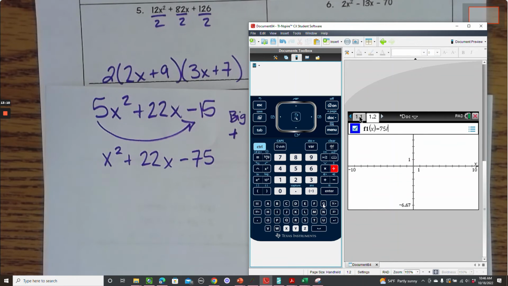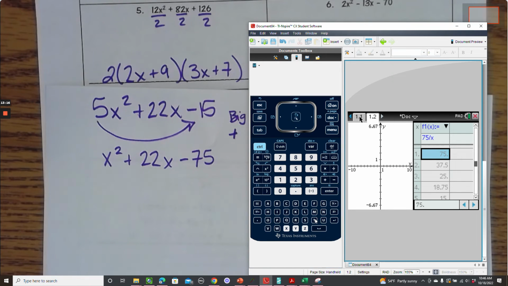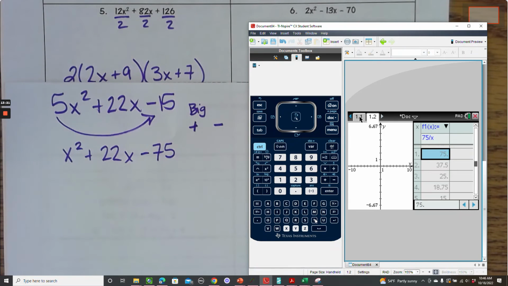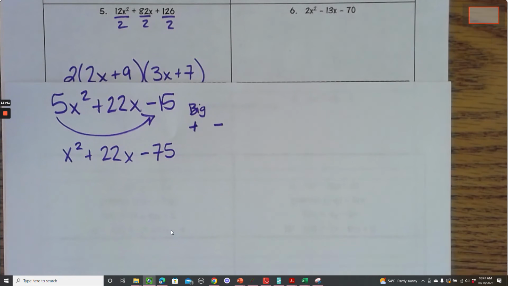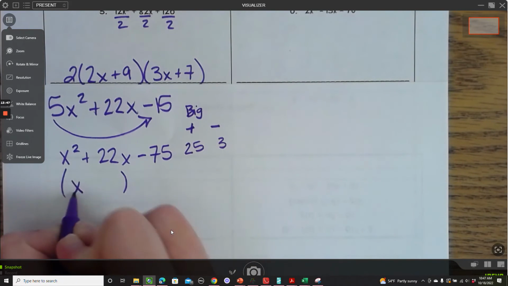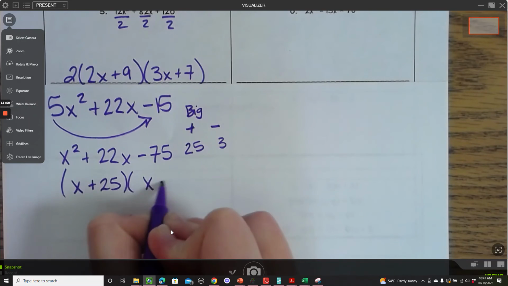Okay? All right, so we're going to do 75 divided by x. If we have a plus and a minus like this, it means they're going to subtract to make 22. Which is it? 25 and 3. Yeah, and so look, as you're going down here, you see all those decimals? You can just skip through those. 15 minus 5 gives me a 10. Not what I need. 25 and a 3. 25 minus 3? 22. 25 and a negative 3. So, x plus 25, x minus 3.